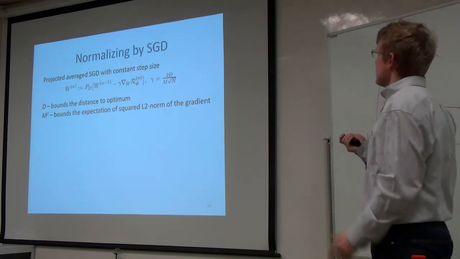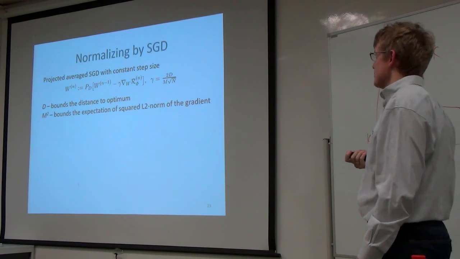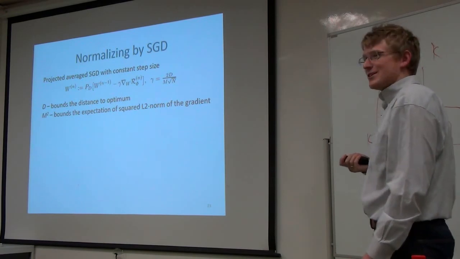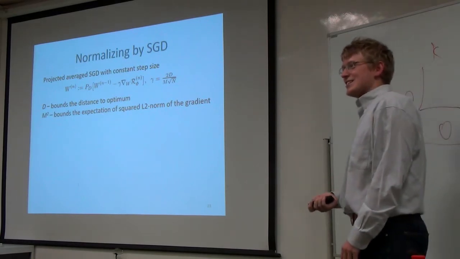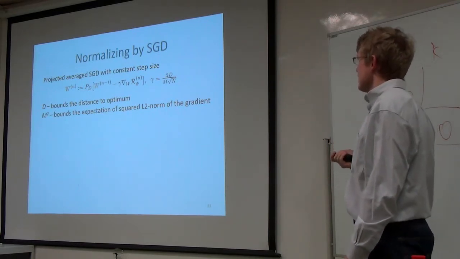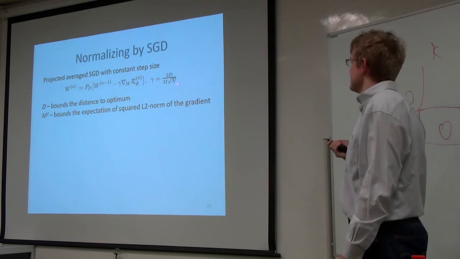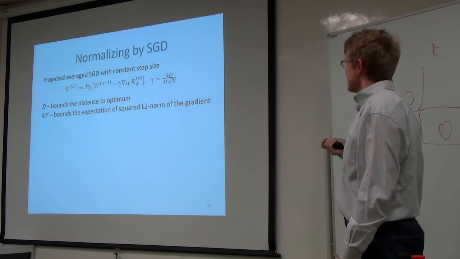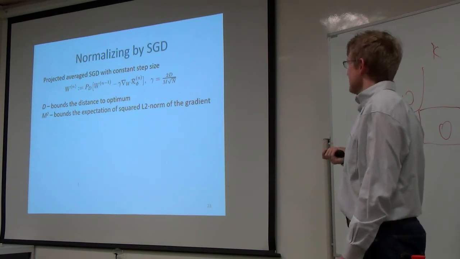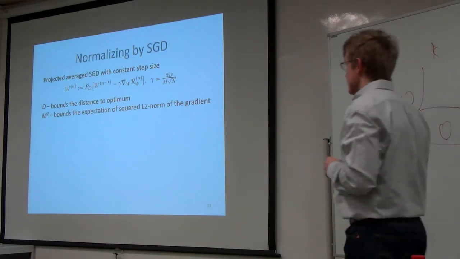So what will be the algorithm we're going to use? It will be projected averaged SGD with constant step size. It's an algorithm with a finite horizon: you tell me n, how many steps we are going to make, and then we choose the step size, which depends on all the constants and n. Then we do n steps, and we'll have the rate.